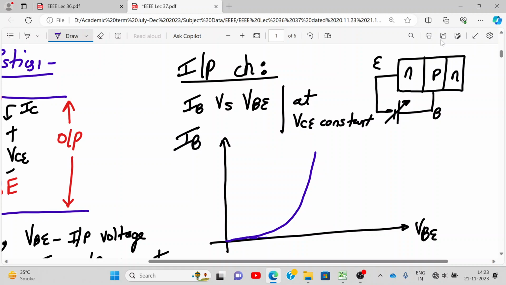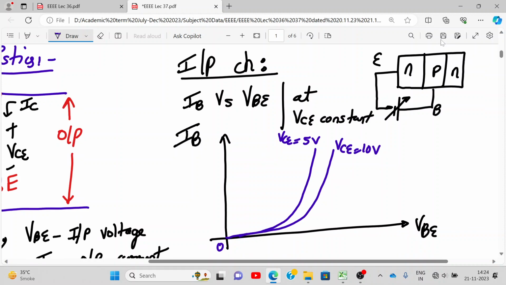So it's exponential in nature. And for different values of VCE, your graph will be like this. I mean, it will be very close to the first one. I'll explain in a while why it is so. So please draw the characteristics. This is for VCE equal to 10 volt. This is for VCE equal to 5 volt. For example, this is my characteristics. IB versus VBE for a constant value of VCE. This is the input characteristics of common emitter configuration. Okay? It's exponential in nature, that's it. Have you drawn?